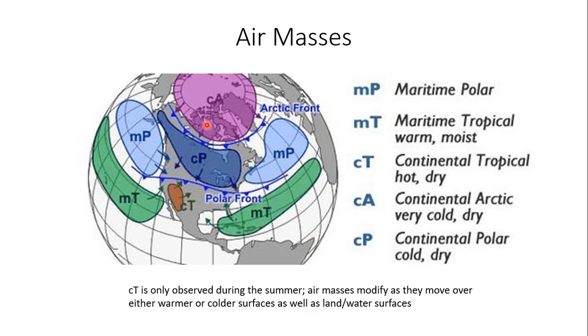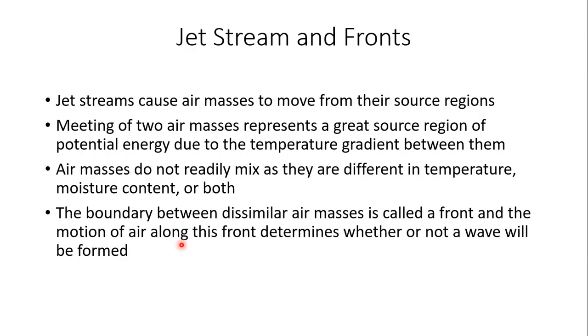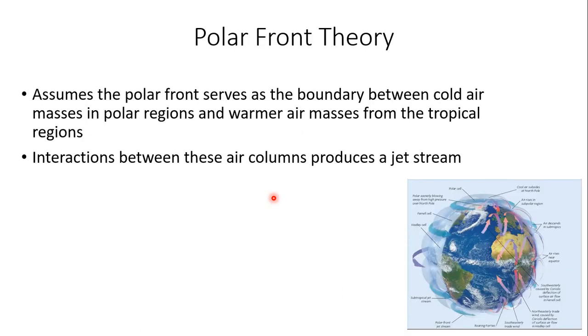There was a review of the various air masses that impact the North American continent. And then I talked more about jet streams, how jet streams generally cause air masses to move from their various source regions. Eventually, jet streams lead to the development of, in conjunction with the polar front theory, polar fronts. Polar fronts in general exist along 60 degrees latitude, and they occur where you have low-level converging air from the polar cell and the mid-latitude Ferrel cell. Mid-latitude westerly winds meet the polar easterly winds at the polar front.